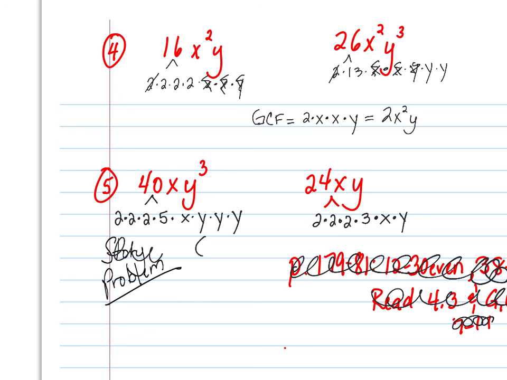So the greatest common factor, Tessa Ortman, what do they share? 2. Anything else? 2. Anything else? 2. Anything else? X. Anything else? Y. Anything else? Nope. So what's my greatest common factor? 8xy. How many of you got 8xy?